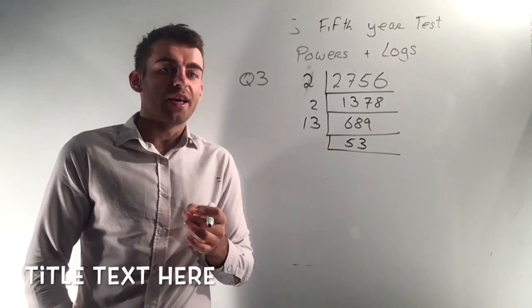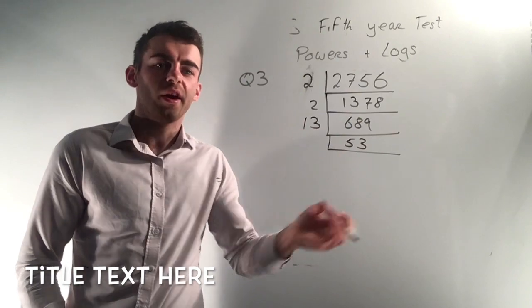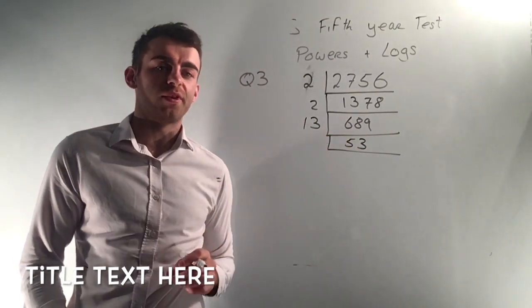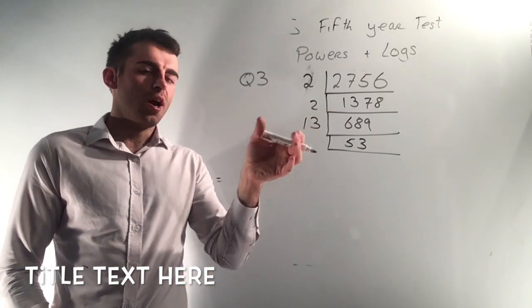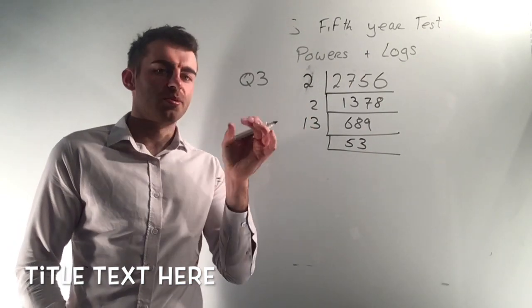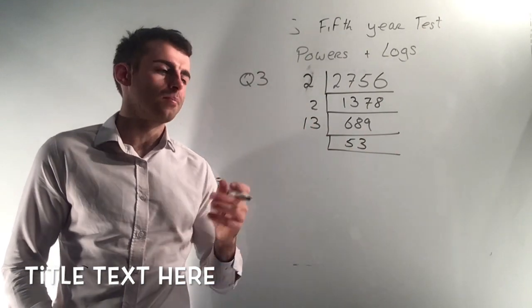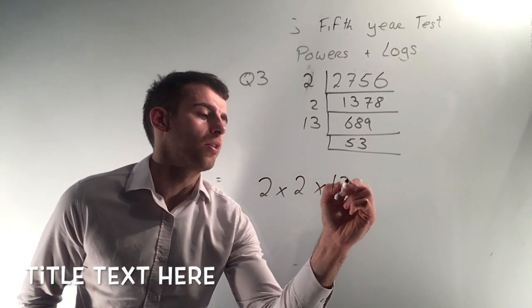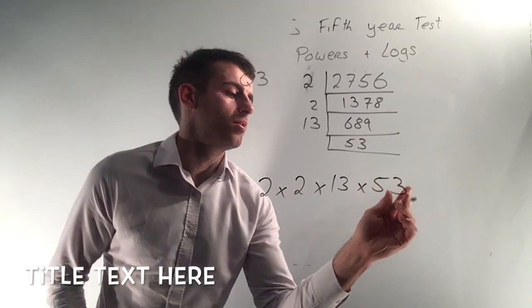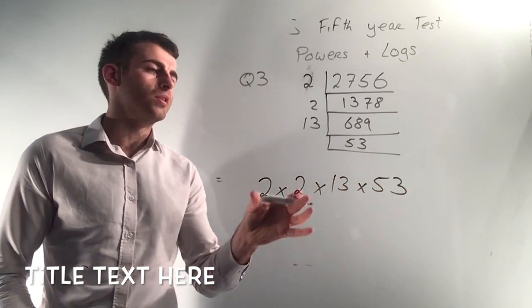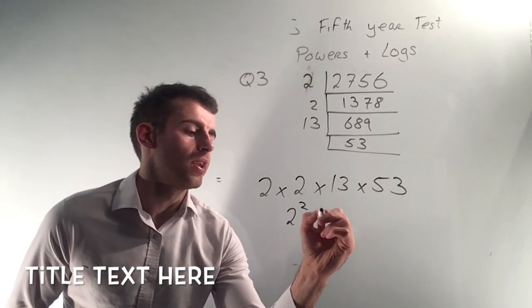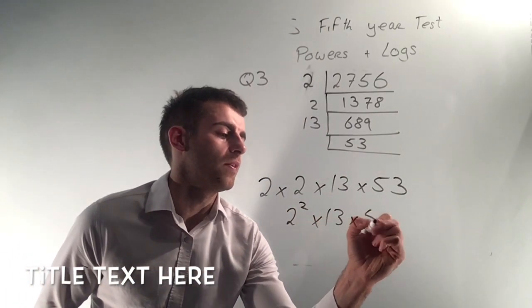And then with 53, again, your inclination will be to start dividing in prime numbers, and eventually you'll work out that 53 is a prime number. Now, a lot of you, I only gave 7 out of 10 here because you didn't list out your numbers at the end. So the last thing you should do is just rewrite it as 2 by 2 by 13 by 53. These are 4 prime numbers that multiply to give 2756. Finally, we can write it as 2 squared by 13 by 53.